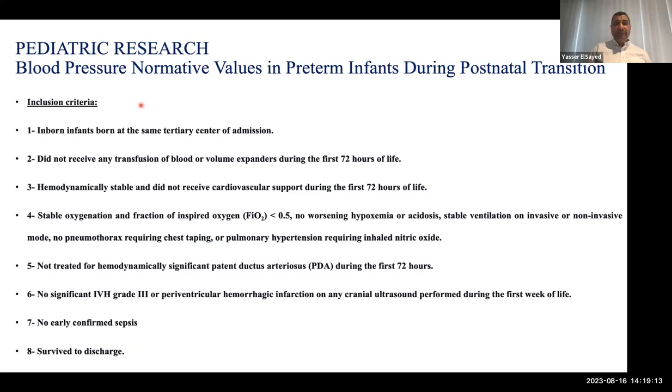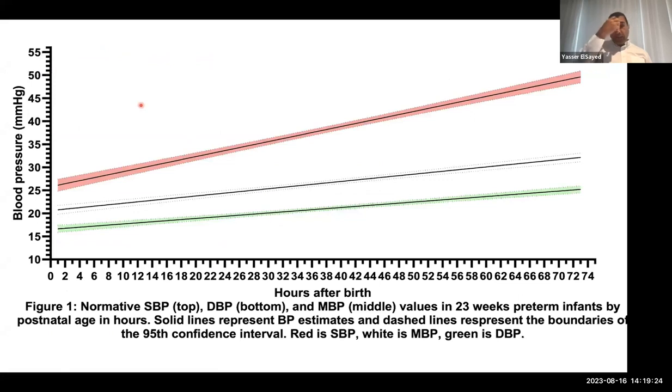Now, the recruited infant study was 200 out of 500 plus, to get really normative data reflecting stable premature infants from 23 weeks to 28 weeks. And if you look at the curve, you realize that every hour the blood pressure is different. It is going up from hour 0 up to 72 hours of life.